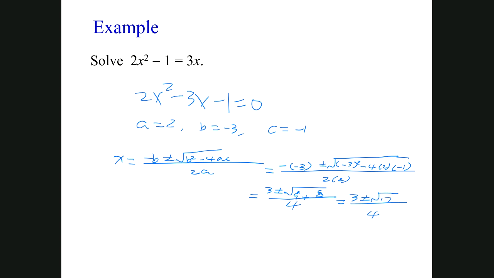Okay, so 17, I cannot simplify. I cannot take it out from the square root. So that's the answer. So that's why we cannot factor this one right here, because we have a radical solution. This is called an irrational solution. So that's why we cannot factor, okay?